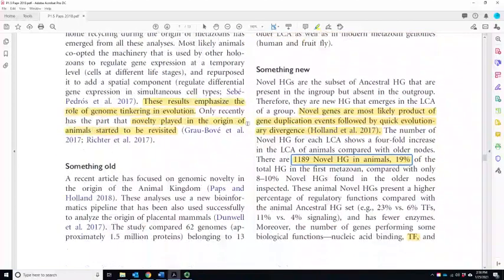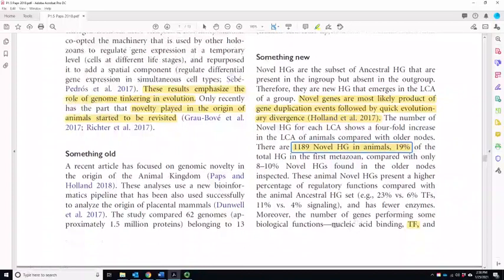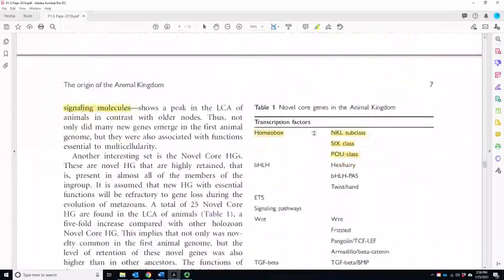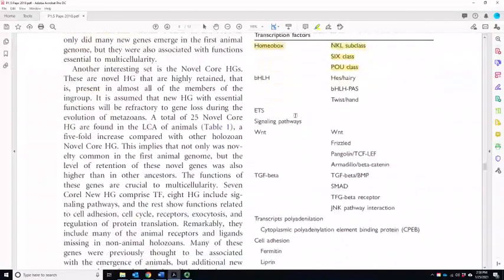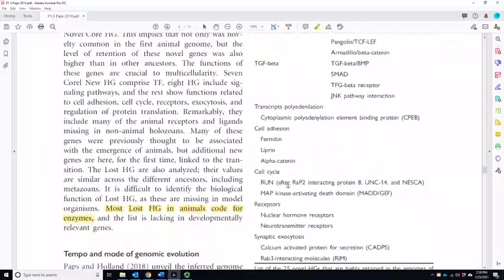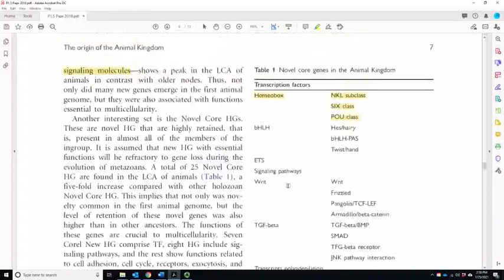And it goes into some details about how they determine that, but these have some interesting biological functions like nucleic acid binding, like transcription factors, like genes that bind to DNA, right, and help to turn on and turn off, and then also signaling molecules. And there's a nice table here that goes into some of these things. So these are all transcription factors here. So this is just a list of some of the different ones that make up novel groups of genes in the animal.